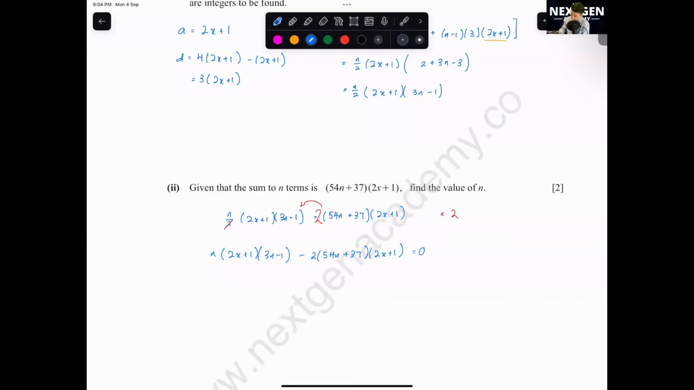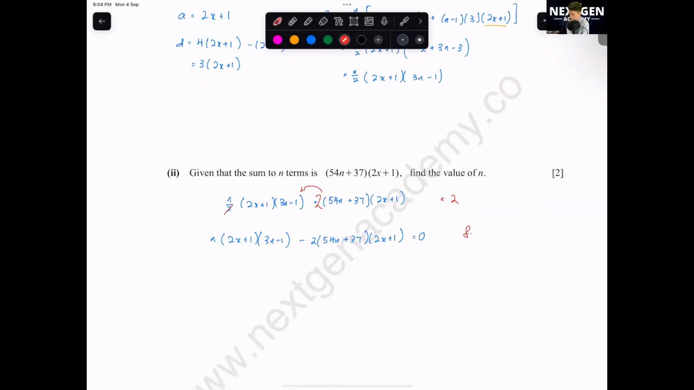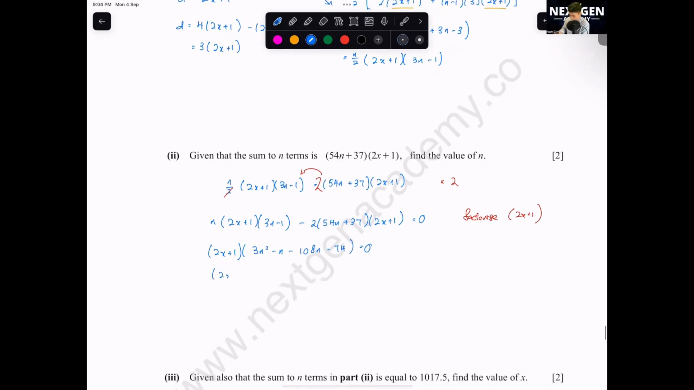There are 2x plus 1 at both sides, right? So we're going to factorize 2x plus 1. Okay, so here you will get 2x plus 1. Then here, open up the bracket, 3n squared minus n minus 108n minus 74 equals to 0. Then you get 2x plus 1, 3n squared, minus 10n, 9n, minus 74 equals to 0.